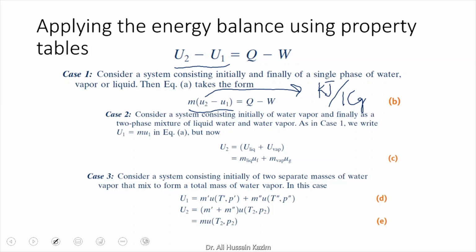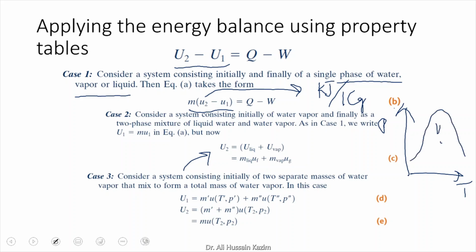Now this formula, case 1, is for a single phase of water. It can be vapor or liquid. Now case 2 is in which state number 2 has two phases. If state number 2 has two phases, their energy can be divided into two components due to liquid and due to vapor. So state 2 means that in the mixed vapor region, this is state 2. So this state 2 is due to two components, due to liquid and due to gas. So how do we find state 2?